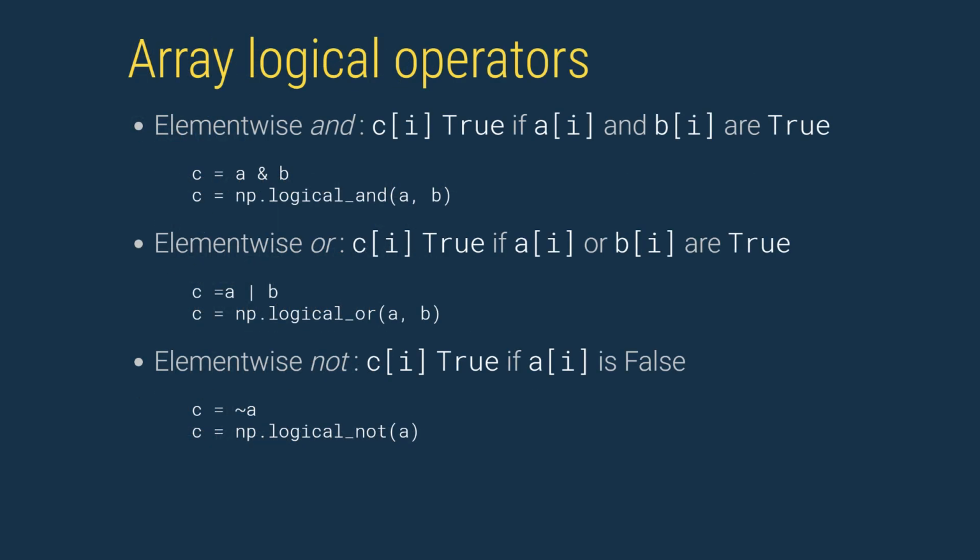Versions of the 3 logical operators are available for combining Boolean arrays. All operate element by element. AND is implemented using the ampersand character or the NumPy function logical AND. OR uses the pipe character or the logical OR function. NOT uses the tilde or the logical NOT function.